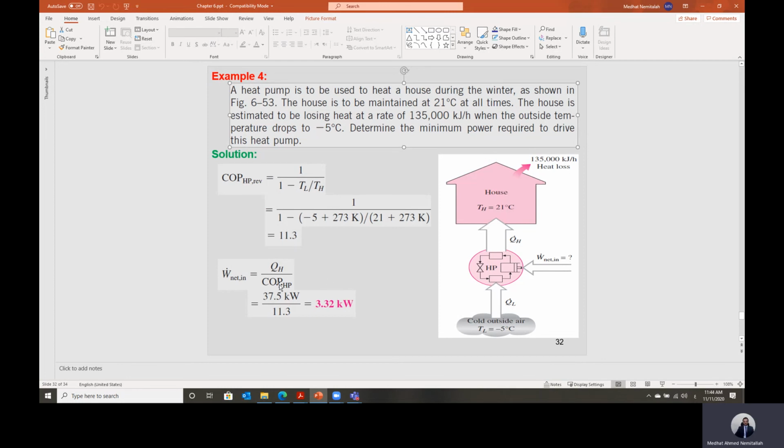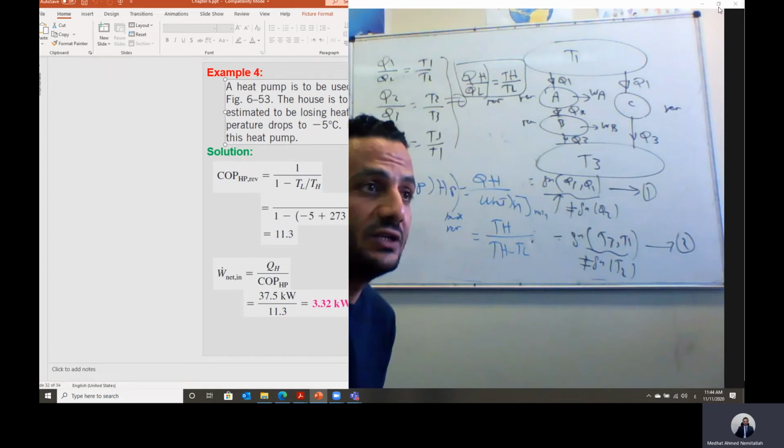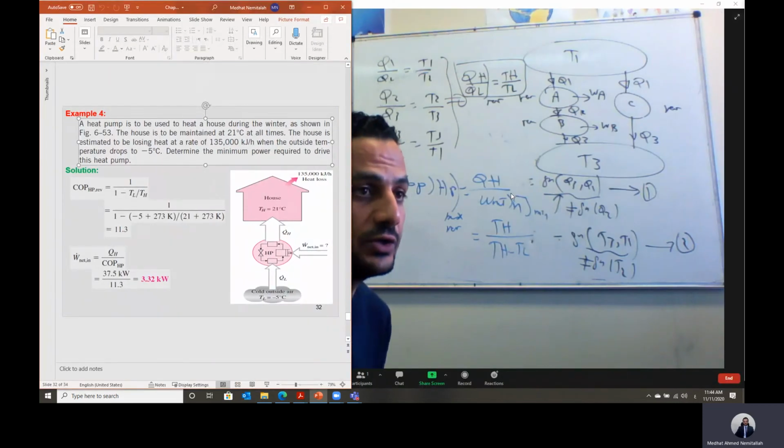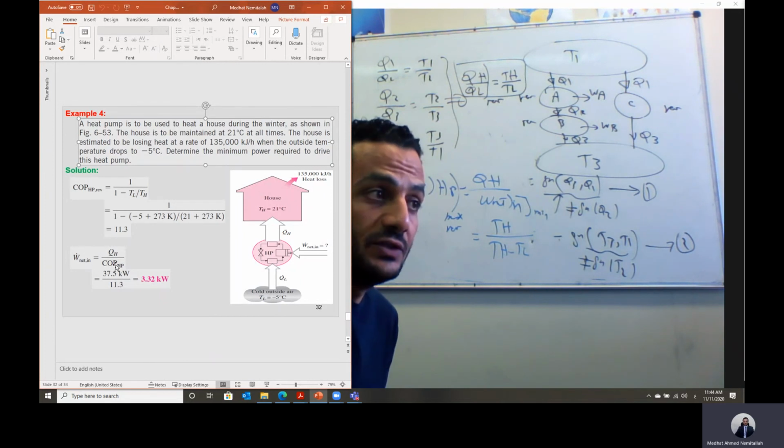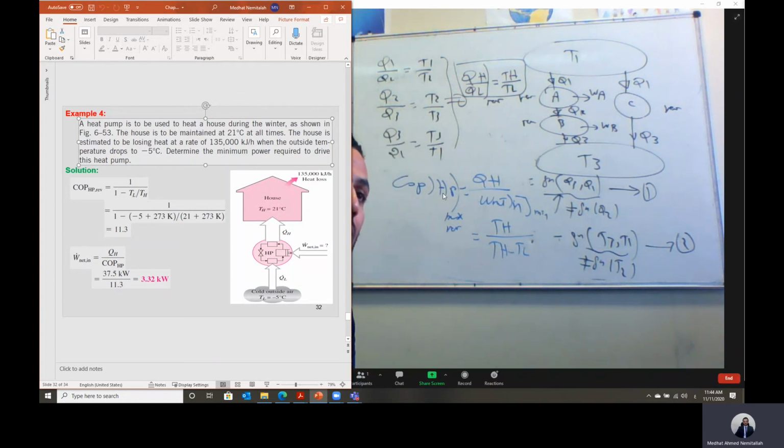And in case of a reversible heat engine, or any heat engine actually, we define the coefficient of performance as equal to Q high divided by work net. In this case, Q high is given, and we have calculated the coefficient of performance. So the net work input to the system will be equal to Q high divided by the coefficient of performance. Then we can substitute this.